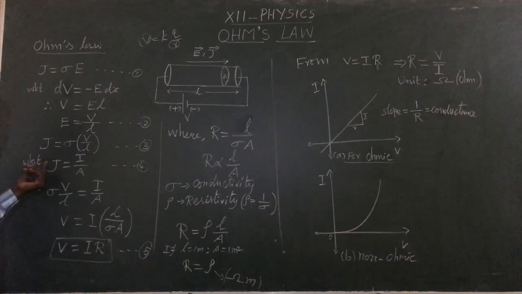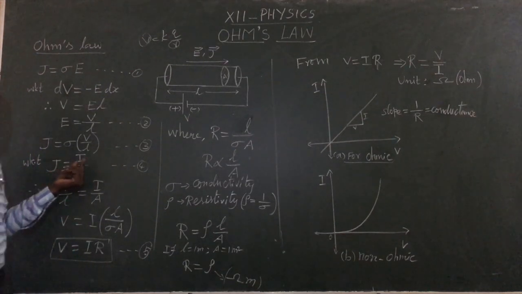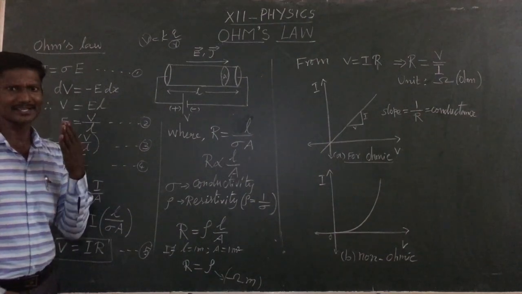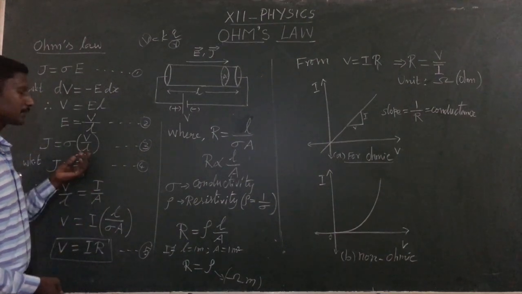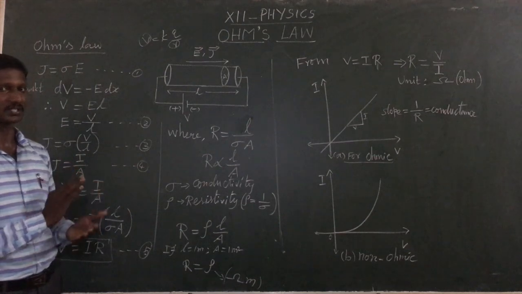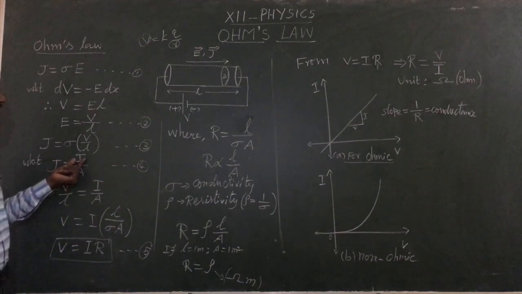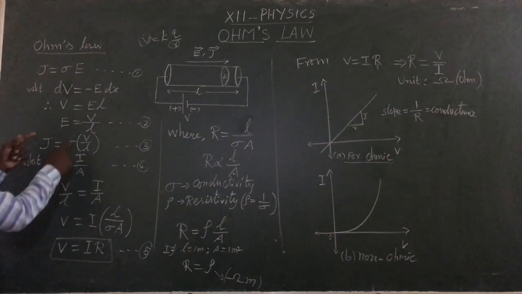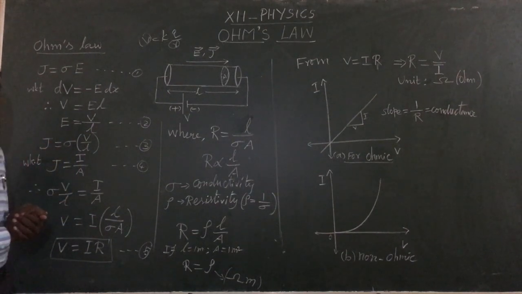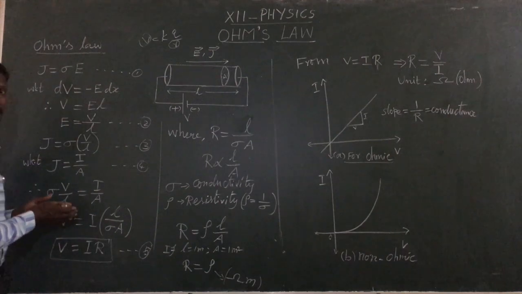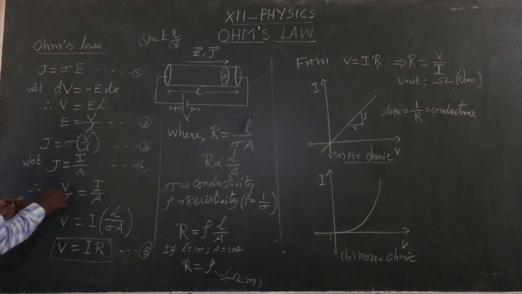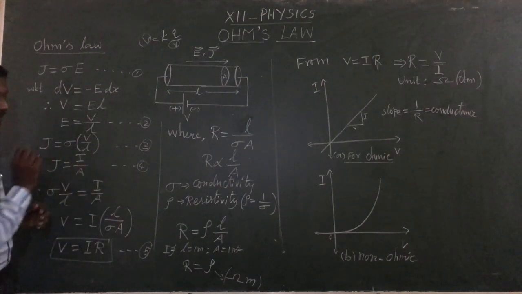Already we know that J is equal to current per area. Current density is current per area. That is the definition. So from the definition, we take J is equal to I by A. Both equations give the current density, so now we are going to equate them. Sigma V by L is equal to I by A.